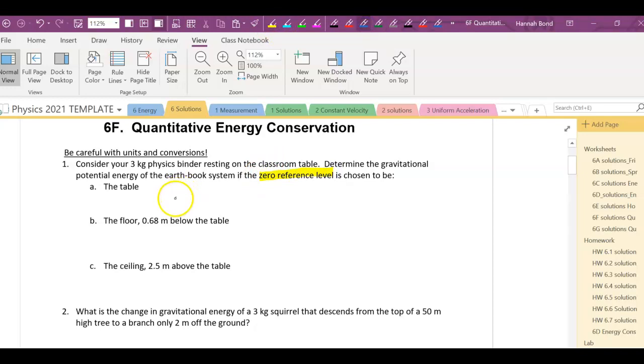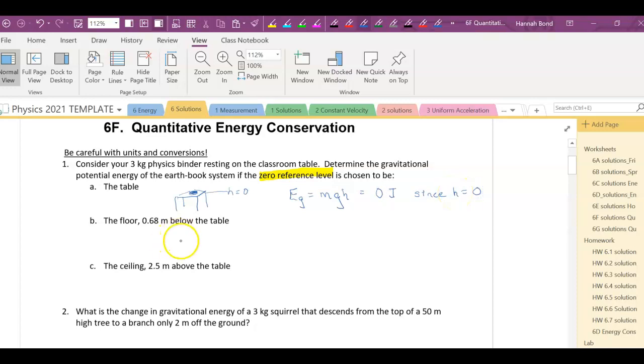So here's the table, and here's the book sitting on the table. Here we're saying that the table itself is where we say height equals 0. That's our reference level. Well, the physics binder is sitting at that height. So the gravitational potential energy would be its mass times g times the height. But in this case, it's at the 0 reference level. And so it would be 0 joules, since by definition, height is 0 because of the way it's been defined.